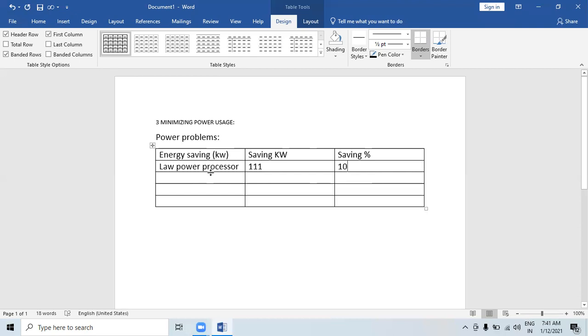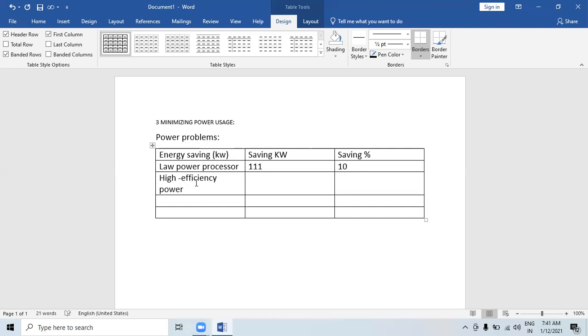Then high efficiency power supplies: we are saving 141 kilowatts, and the percent is 12.